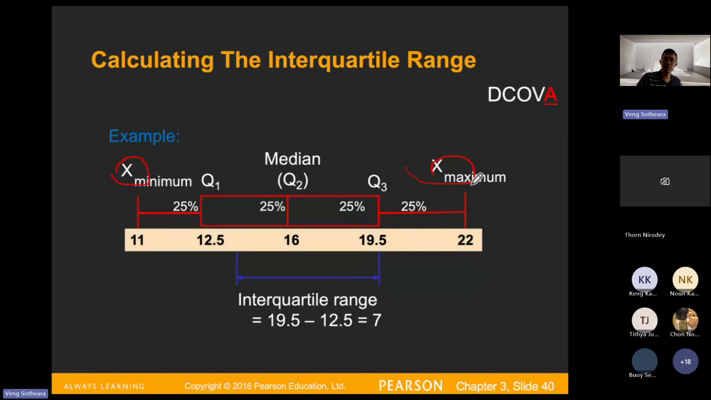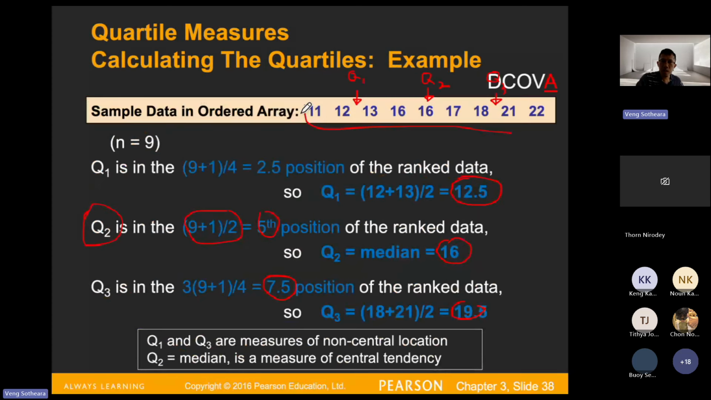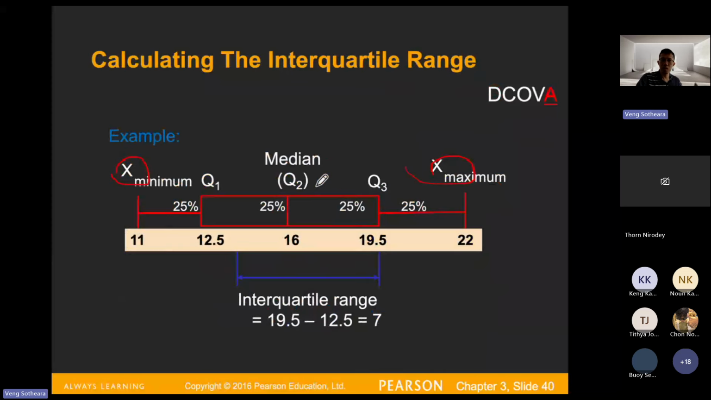So for example, a while ago, the X minimum is 11, the X maximum is 22, Q1 is 12.5, Q2 is 16, and Q3 is 18.5. So you just put the scale of those numbers.